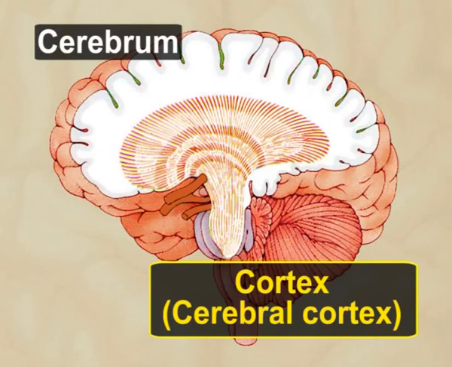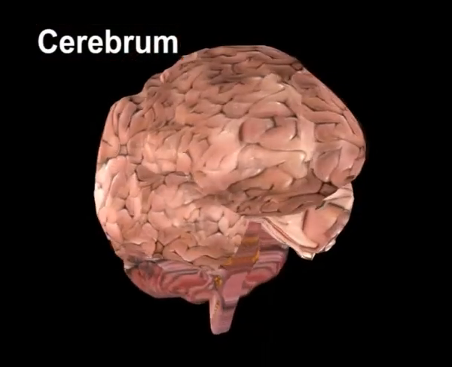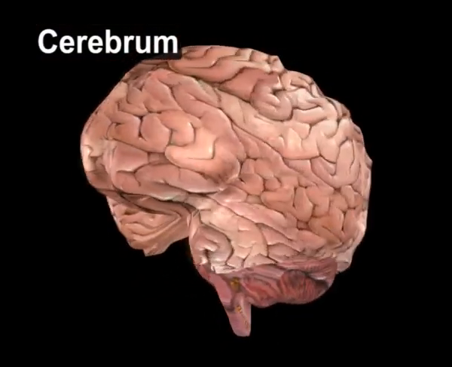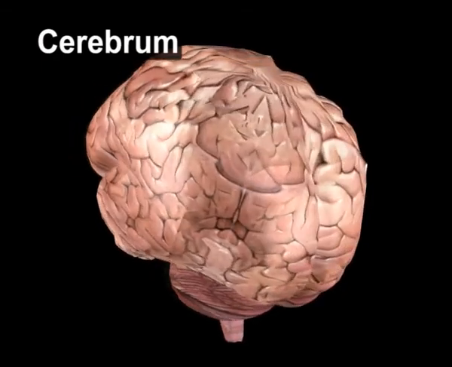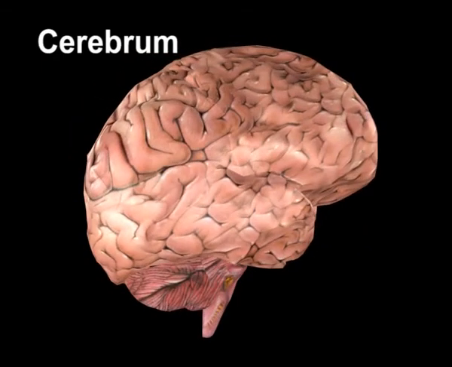Cerebral cortex is also known as grey matter. White nerve fibers underneath carry signals between the nerve cells and other parts of the brain and body.